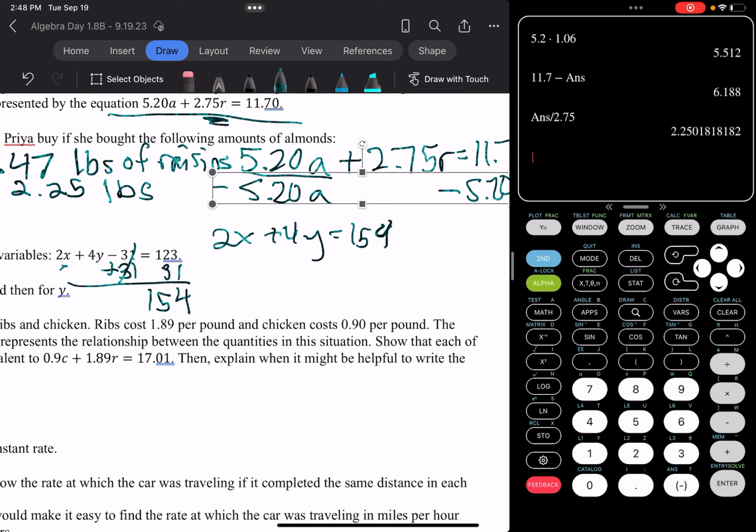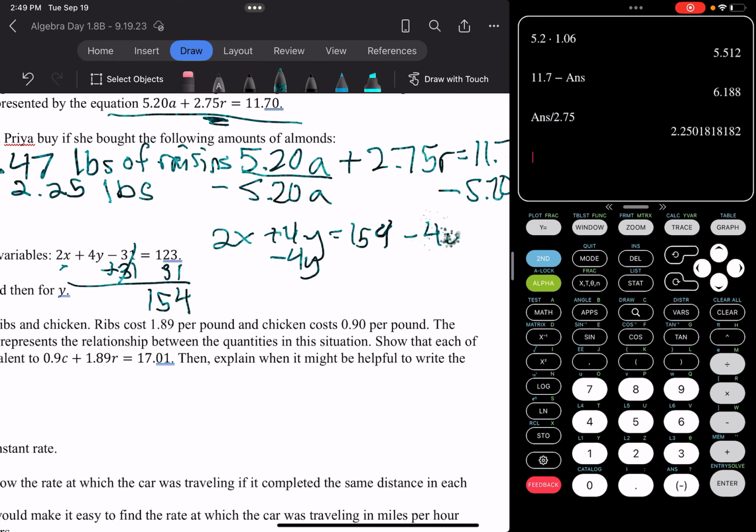All right, so we're solving for x first. So I'm going to next go ahead and subtract 4y, because this term can be subtracted from here. These cancel out to be 0. Now these are two unlike terms. 154 doesn't have a y with it, so I can't combine them. I'm going to leave them as is. So I have 2x equals 154 minus 4y, and then I can divide both sides by 2. All right? 2 divided by 2 is 1, so that cancels out.